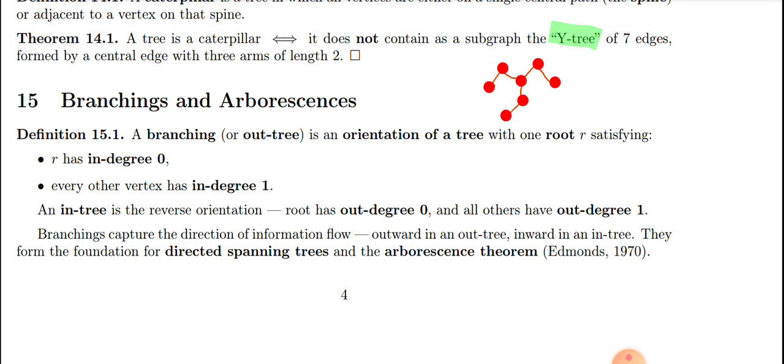And the reverse orientation would be an in-tree. An in-tree where the flow moves inward toward a sink. Here, the sink has an out-degree of 0, and every other vertex has an out-degree of 1. These are crucial for modeling things like data flow and network synchronization. The source notes mention Edmonds' theorem, which is a powerful generalization that extends the matrix tree theorem to count disjoint branchings in general directed graphs.